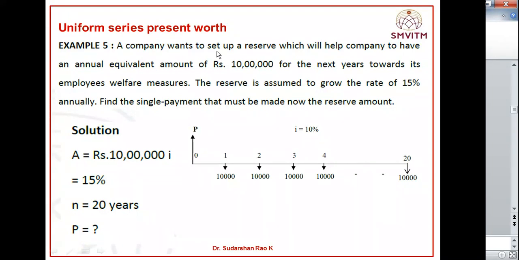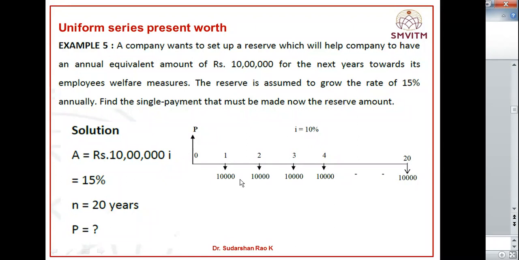A company wants to set up a reserve which will help the company to have an annual equivalent amount of rupees 10 lakh for the next 20 years towards its employees' welfare measures. That is, every year they need 10 lakh rupees. The reserve is assumed to grow at the rate of 15% annually. Find the single payment that must be made now.